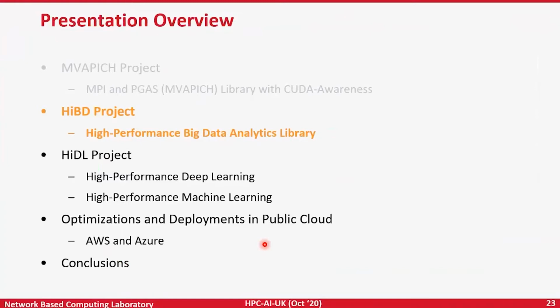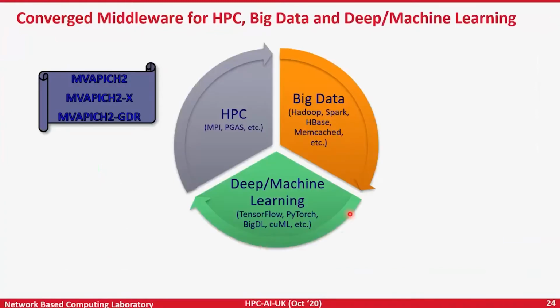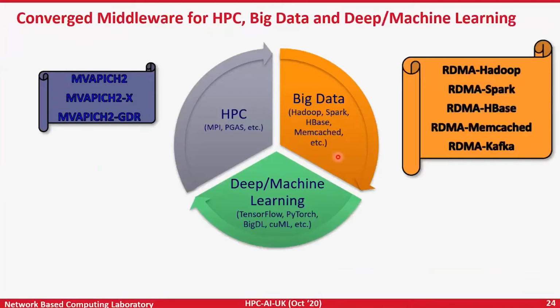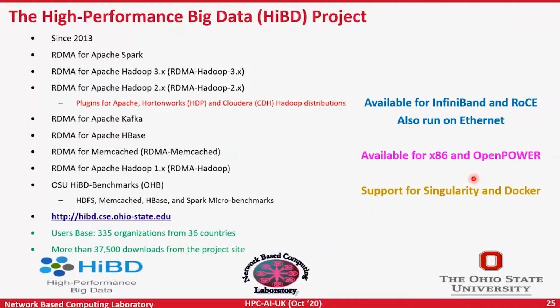Similar things we also try to do for big data. As many of you know, over the years a lot of software stacks like Hadoop, Spark, HBase, Memcached, and Kafka have been designed and used. But the traditional stacks don't take advantage of a lot of modern networking technologies like RDMA. So we have taken all those software stacks and enabled not only basic RDMA, we have also exploited the maximum overlap of computation with communication. This project is High-Performance Big Data, we call it HiBD. These are available for InfiniBand, RoCE, OpenPOWER, x86, as well as Singularity and Docker.